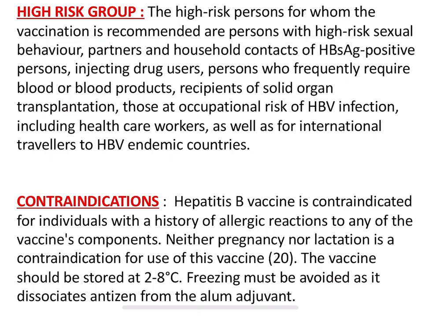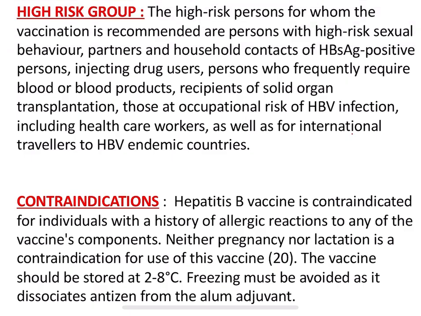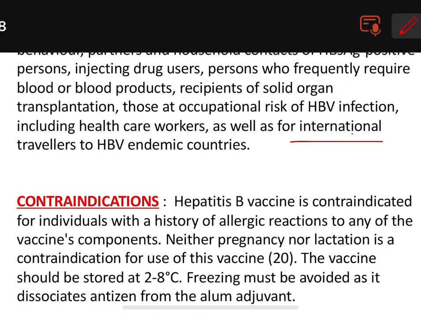Then we move further to the high risk groups. We have discussed about it. The high risk groups are those who have high risk sexual behavior, partners and household contacts of HBsAg positive persons, injecting drug users, those who frequently require blood products or blood transfusion, and recipients of organ transplantation. Occupational risk of HBV infection includes healthcare workers as well as international travelers to HBV endemic countries.